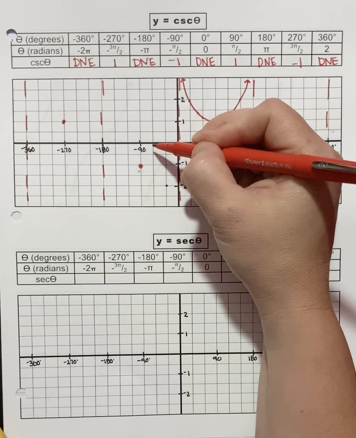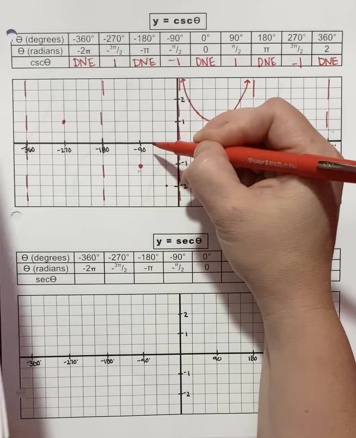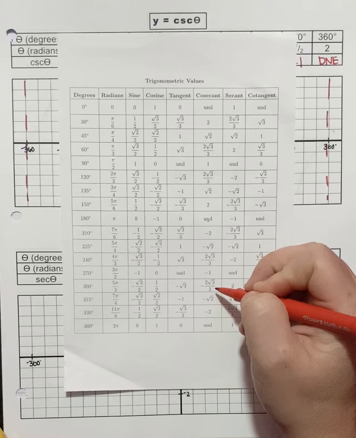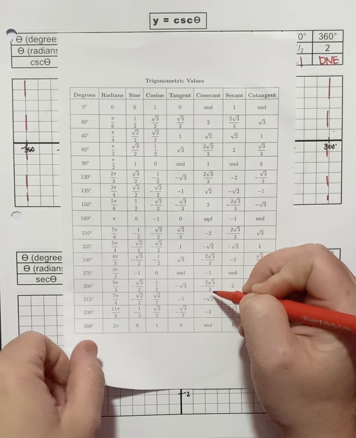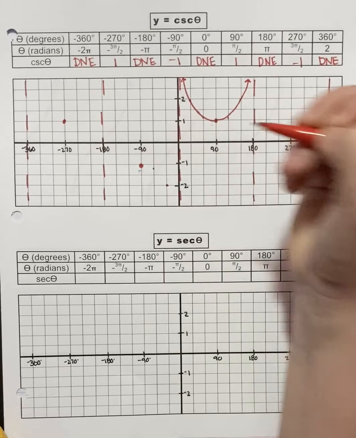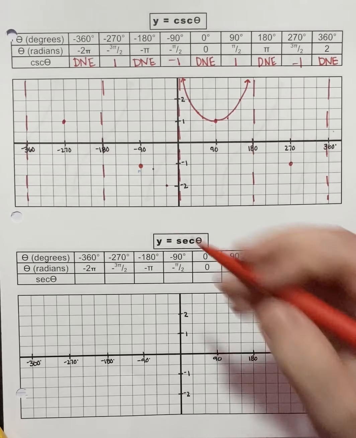If I take negative 60 and add 360, I get 300. So the cosecant of 300 is negative 2 over the square root of 3, or negative 2 square root of 3 over 3. So that's about negative 1.2. So negative 60 gives negative 1, and just a little bit more. Now you can probably figure out what's going to happen right here.